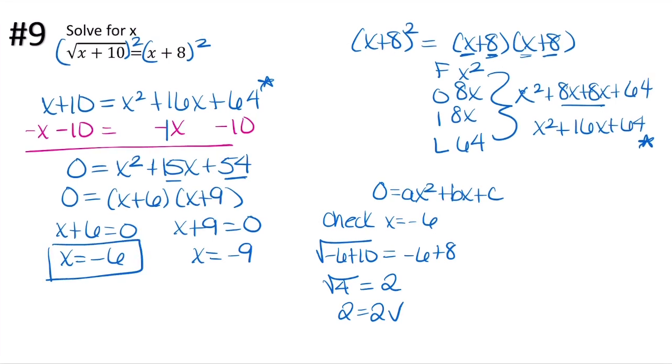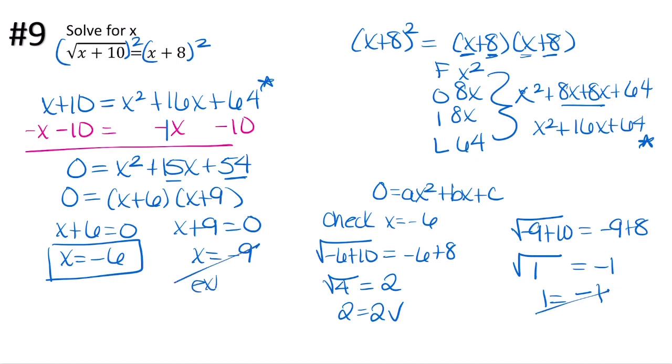Now I'm going to check whether the square root of negative 9 plus 10 is equal to negative 9 plus 8. So the square root of negative 9 plus 10 is the square root of 1, and I'm checking if that is equal to negative 9 plus 8, which is negative 1. That's telling me the square root of 1 is equal to negative 1, and that is not true. Okay, so that negative 9 is an extraneous solution, and we don't include that in our final answer. So the only solution to this equation is x equals negative 6.